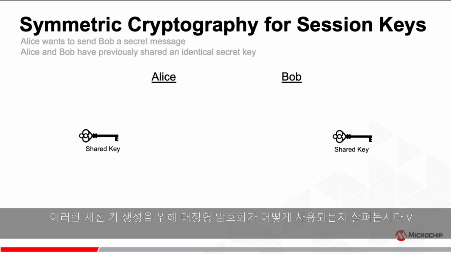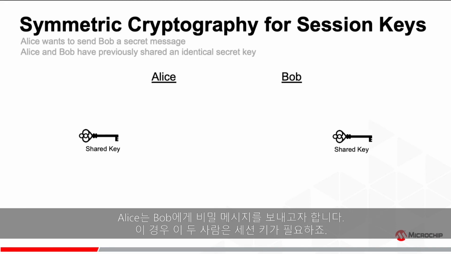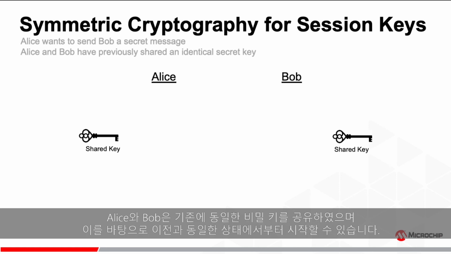Let's see how symmetric cryptography is used to create these session keys. So Alice wants to send Bob a secret message. So they're going to need a session key. Alice and Bob have previously shared an identical secret key, of course. So they start off with the same things as before. They both have the same identical key.